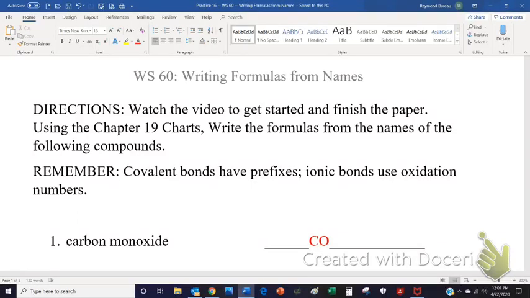Worksheet 60, writing formulas from names. We did a little bit of this with ionic bonds with single atoms and polyatomic ions, and we did a little bit with covalent bonds earlier, so this is kind of a review page. Remember though, you see right there where it says to remember covalent bonds, those are two or more nonmetals, and the words give us the prefixes.